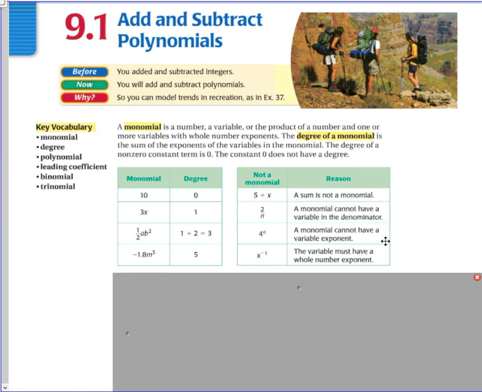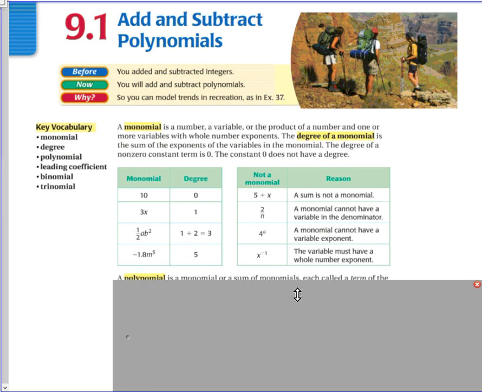Some examples of not a monomial would be 5 plus x. When you have a sum, it's not a monomial. 2 over n, you can't have a denominator with a variable in it. 4 to the a power is not a monomial, and that's because we cannot have a variable in the exponent. And anytime you have a negative exponent, so for example, x to the negative 1, we can't have that, okay? All right, so that's monomial and the degree of a monomial.